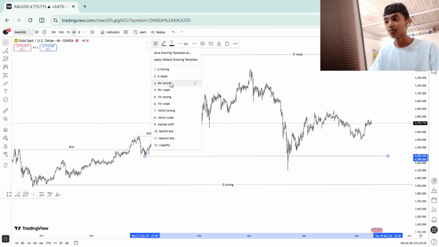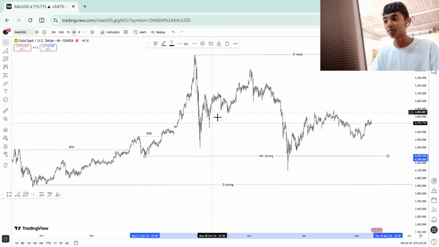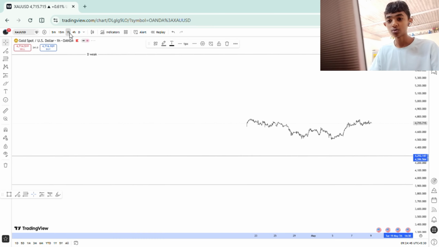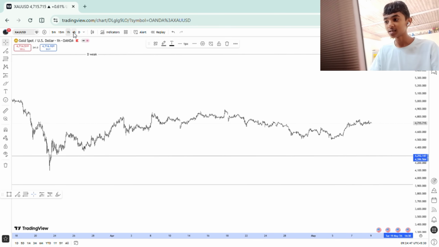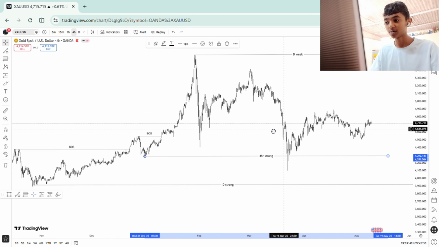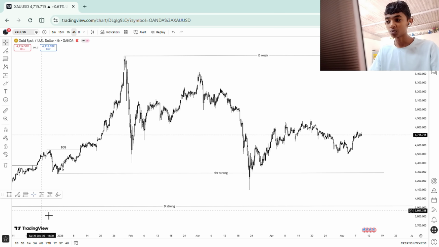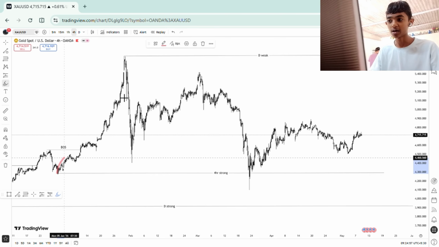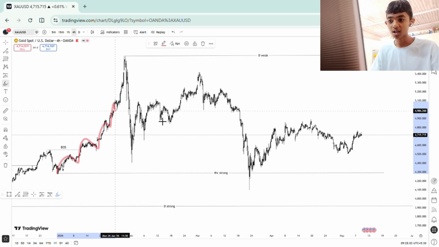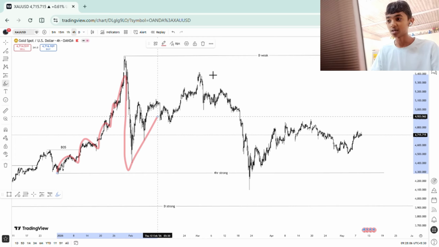Now we will go to the 4-hour. Yes, our 4-hour internal range has not been marked. So we saw that price is coming down. See here, price gave us a fractal market shift and a break of structure: higher lows, higher highs, higher lows, higher highs, higher lows, higher highs. Then it gave us a market shift, then went up and down. So this was the last break of structure to the downside.